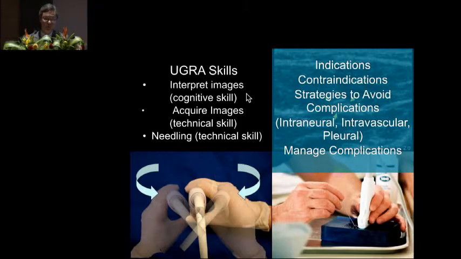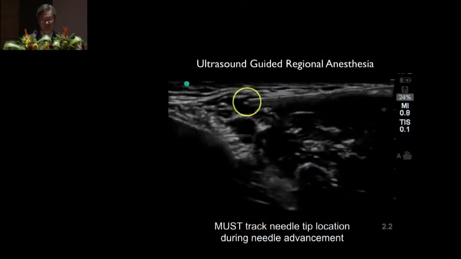What is a nerve, what is not a nerve? And also, we have to acquire the image. How do we scan in order to get the proper image? And finally, the technical skill. So all those things are a complete package. We cannot just think of one versus the other.